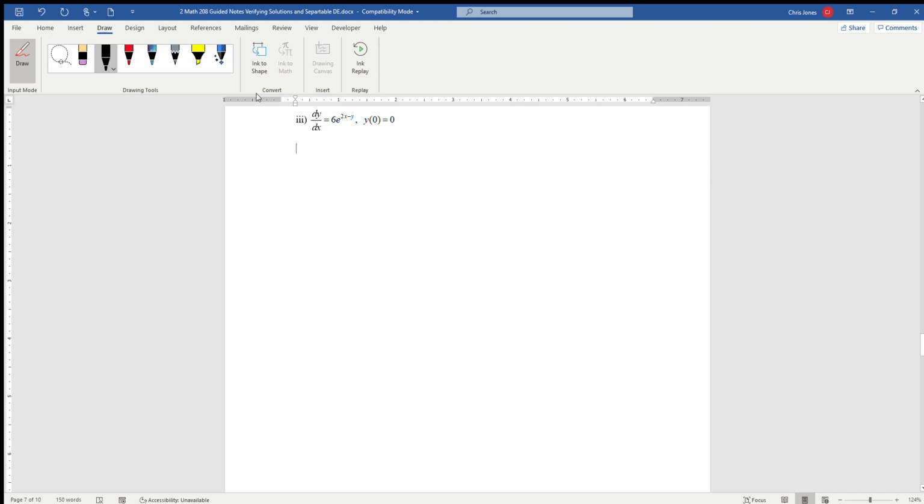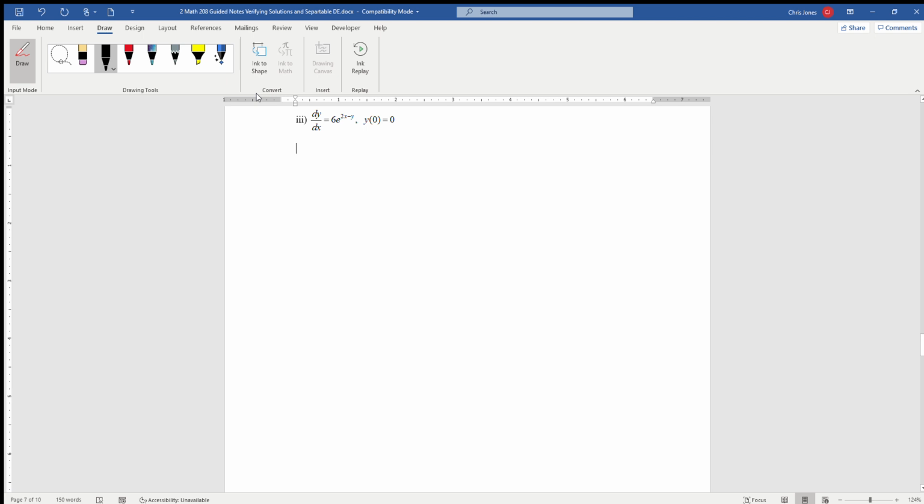Another example of solving a separable differential equation: dy/dx equals 6e to the 2x minus y, with y at 0 equal to 0. And this is another one where we're asked to plot the solution as well as the direction field on the same graph. This one's actually not too bad, but we do have to know the algebra trick to set this up. It's very similar to that very first trick where we have an e to the c.